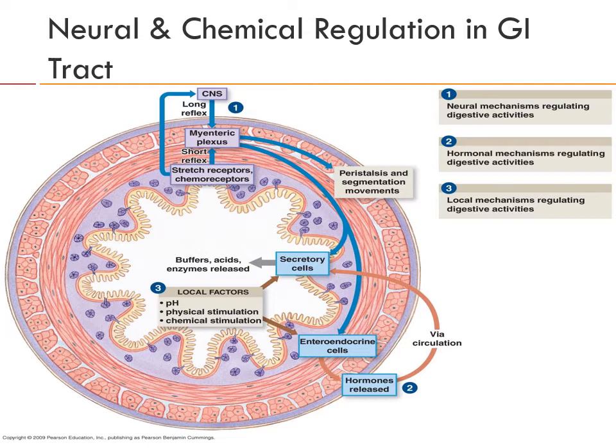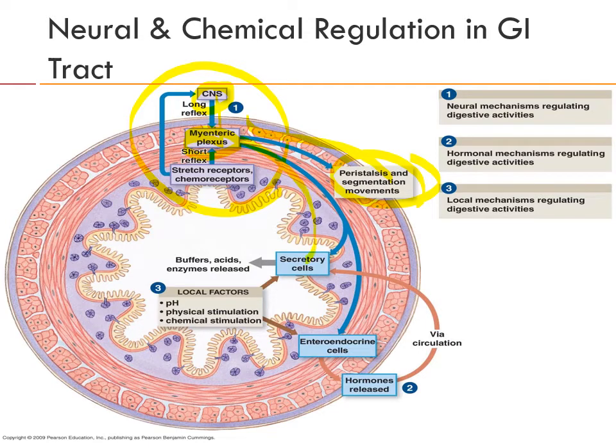This picture is showing us the neural and chemical regulation within the gastrointestinal tract. So we'll start up here, and what this is saying is that the central nervous system is going to have an effect on the myenteric plexus. So remember, that's in the muscularis externa. And the myenteric plexus can then stimulate peristalsis and segmentation. That's going to move the bolus and break down the materials within the bolus.